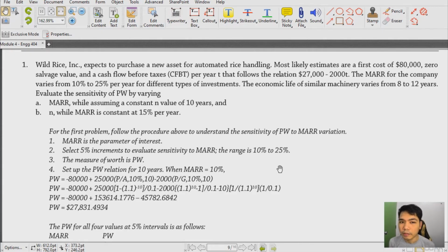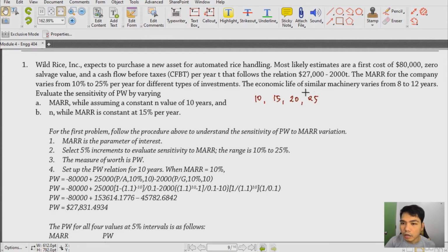So, yung MARR on that case, naging 15% per year. So, ano ba yung first step natin? We just have to determine the first parameter dun sa step 1. And then, di ba sa A, we have set naman na MARR yung ating parameter. So, MARR ang ating gagalawin. So, start with 10. Pwede natin gamitin is 10, 15, 20, and 25.